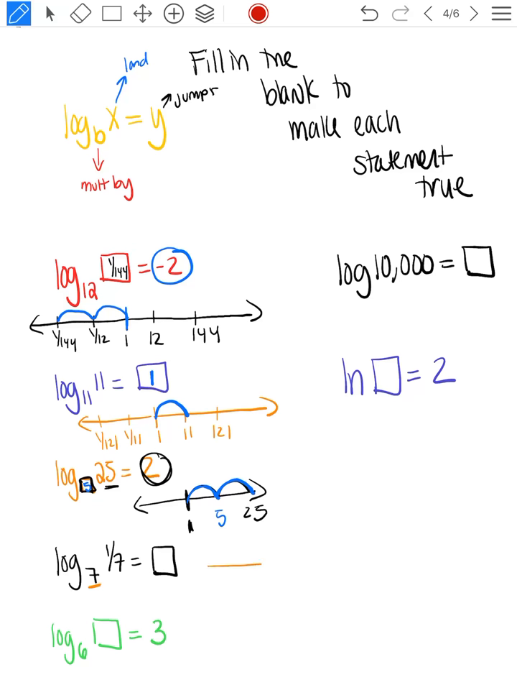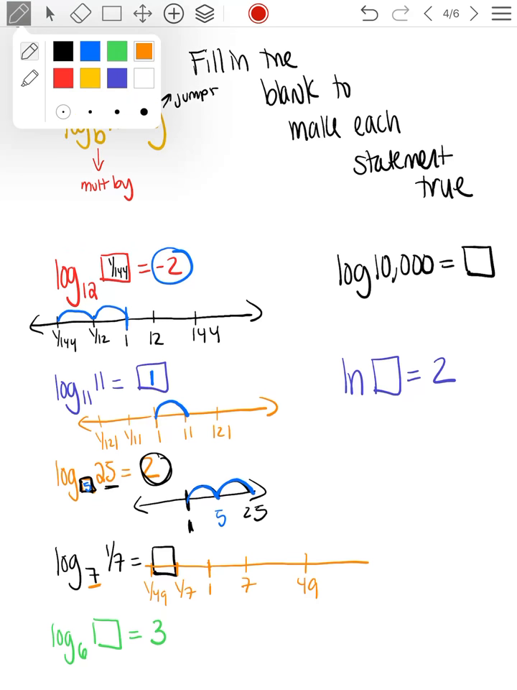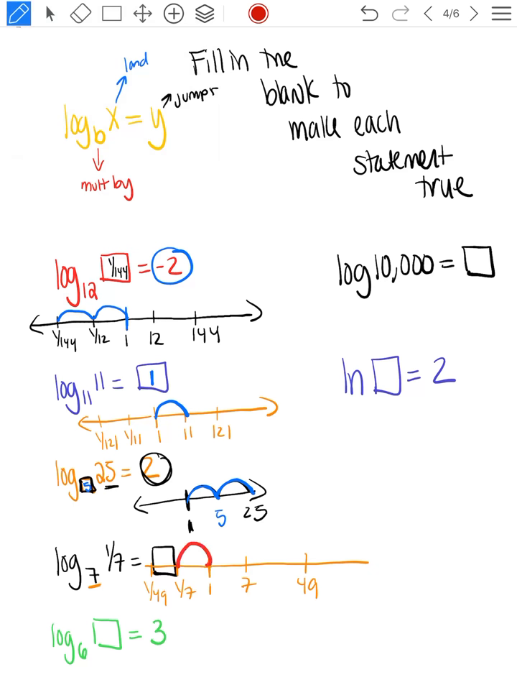Coming up next, I have a base of 7. So that means I'm going 1, 7, 49. I need to get to 1/7, so I'm going to go the other way. Well, coming next will be 1/7, 1 over 49. So using base 7, starting at 1, to get to 1/7 is going to be negative 1 jump to the left.